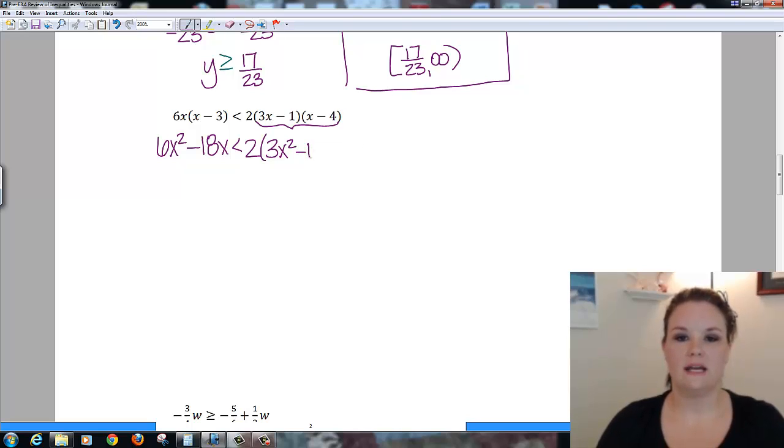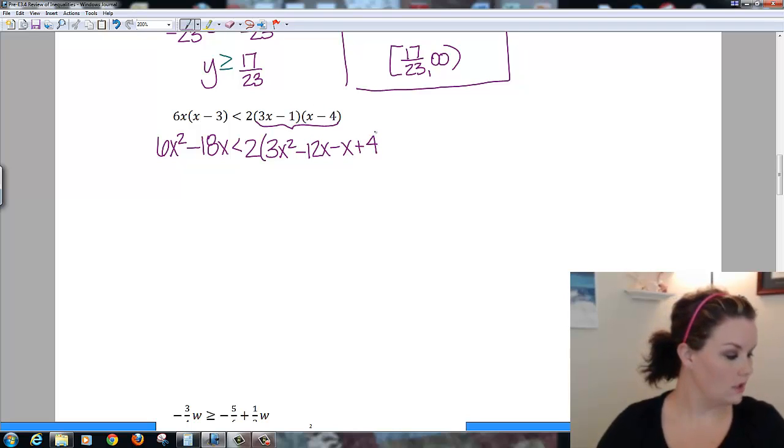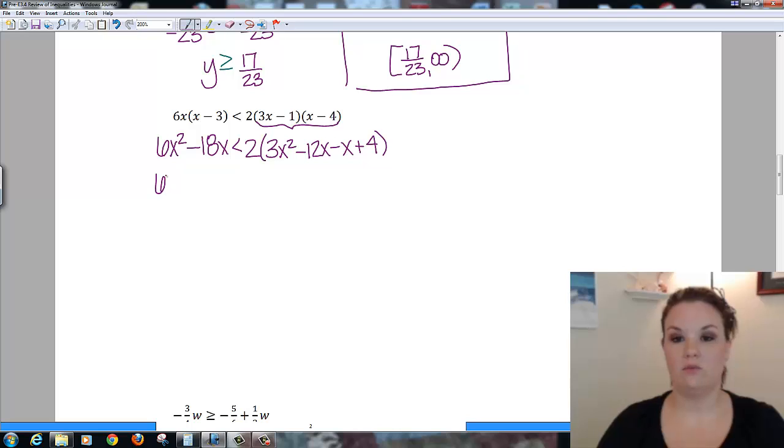So 3x times x is 3x squared. 3x times -4 is -12x. -1 times x is -x. And then -1 times -4 is +4. Okay, so then I'm going to go ahead and distribute in my 2.